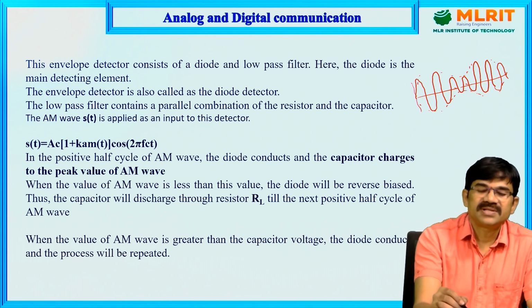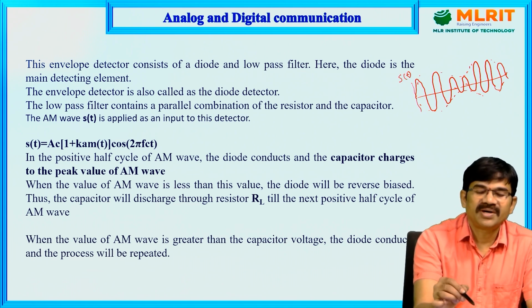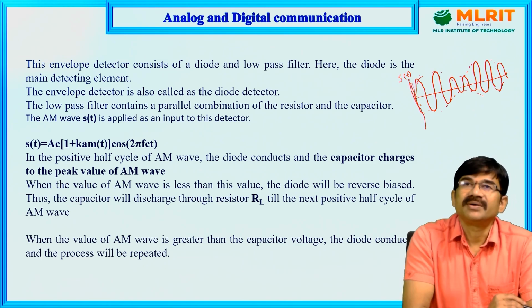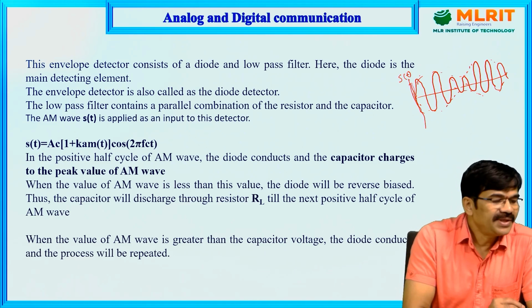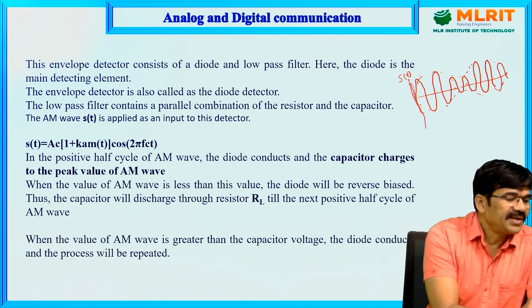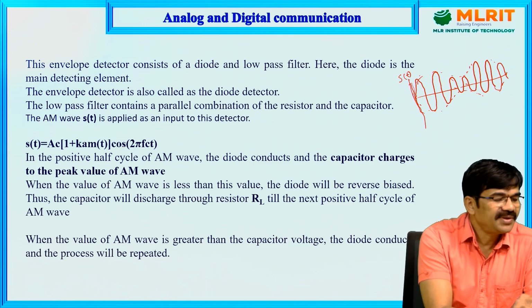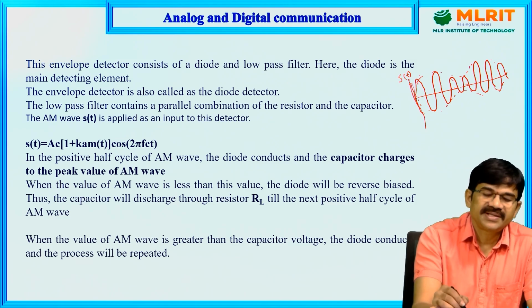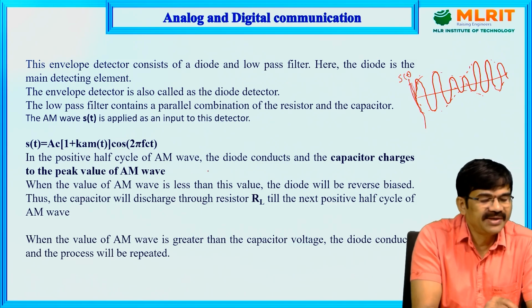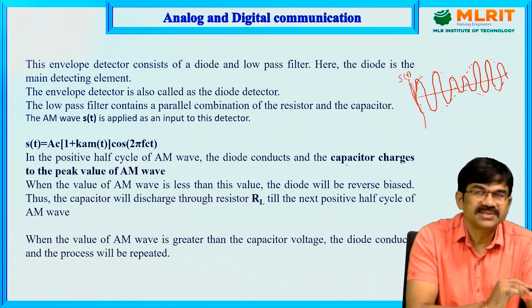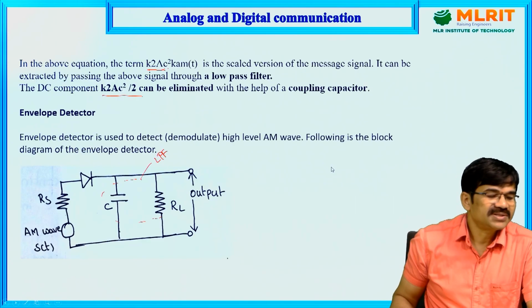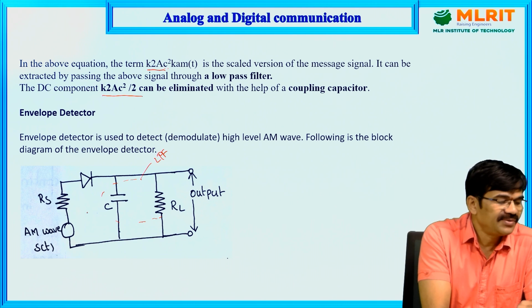Okay, this is S of t, the modulated signal. S of t equals Ac times 1 plus k m of t, cos 2 pi f c t. In the positive half cycle of the AM wave, the diode conducts and the capacitor starts charging through the path Rs and C.